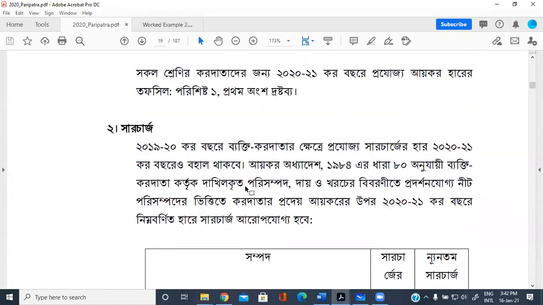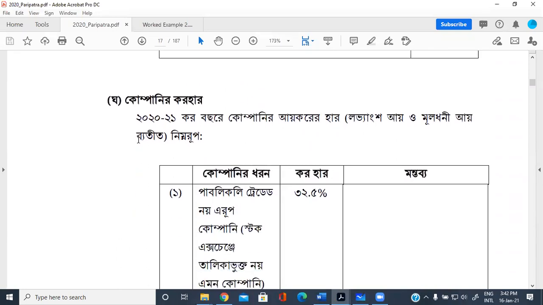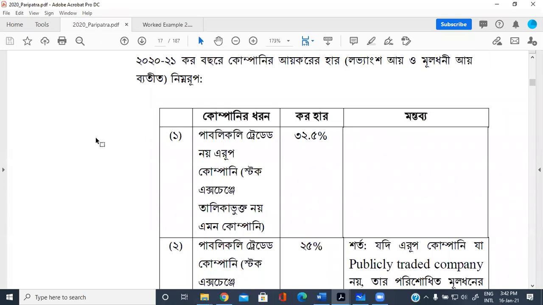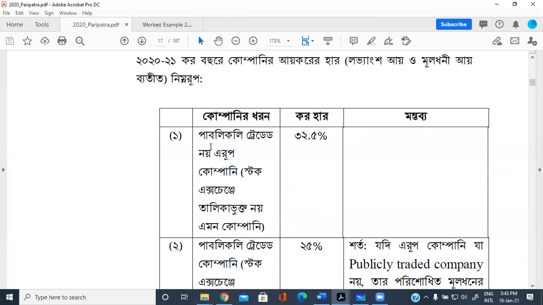So let's review some corporate tax rates. Probably you have already seen this; it is the latest, 2020-21. From your text, you would see the applicable tax rate for the 2019-20 assessment year, but we would like to see the applicable tax rate for assessment year 2020-21. You see the companies which are not listed in the stock exchange. In that case, their tax rate is 32.5%. It is for the general category of company. Can you give me an example of this kind of company? Anyone?